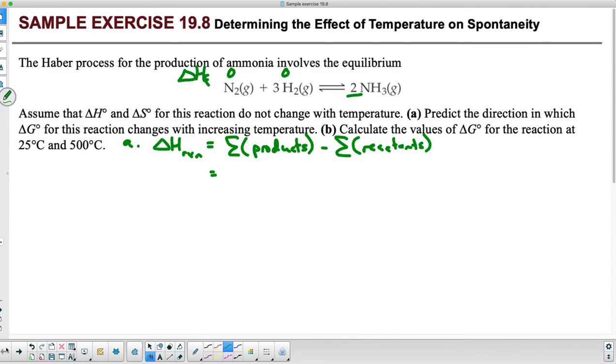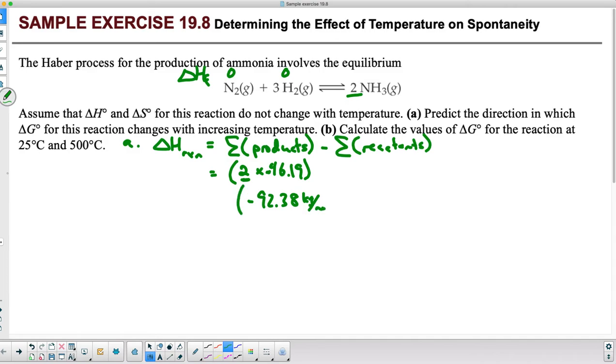So what I do then is I take all of the products, and the way that I do that is take 2 because of the coefficient, and I multiply that by the negative 46.19, which gives me the number then, negative 92.38, and this is of course in kilojoules per mole.